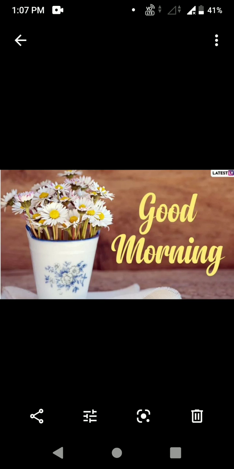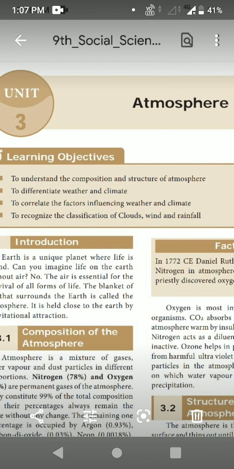Atmosphere. What do you know about this atmosphere? In this atmosphere, which is the most important gas we need for the living organisms in order to live? That is, we all know, oxygen, isn't it? Oxygen is most important for all living organisms. So, from where are we getting this oxygen? That is in the atmosphere. Okay, students. Now we can go to our lesson.